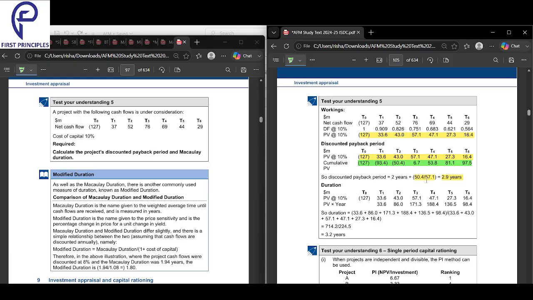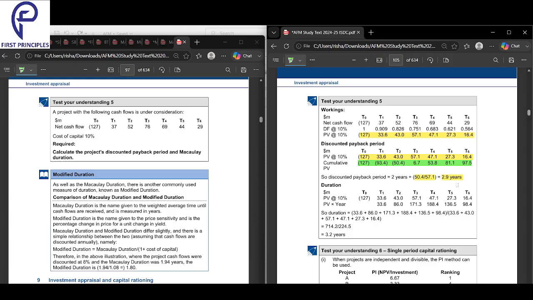So 2 years plus 50.4 divided by 57.1 is 2.9 years. That is your 2.9 years. So the discounted payback period is 2.9 years.